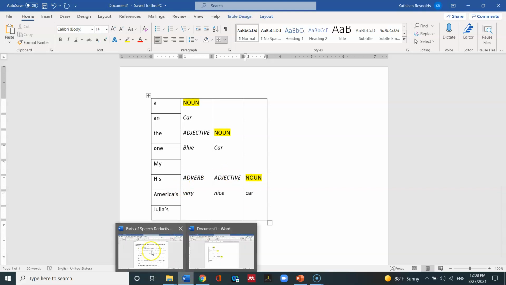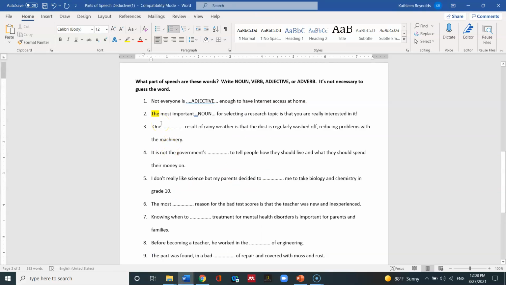All right, let's look at number 3. Number 3, one result of rainy weather is that the dust is regularly washed off, reducing problems with the machinery. So here we have our 1 point, but we already have a noun here. Okay, so we already have a noun that completes the phrase.